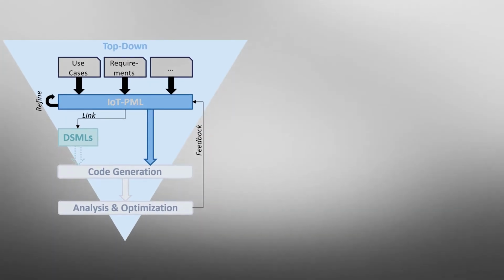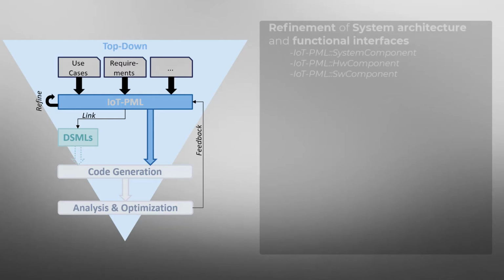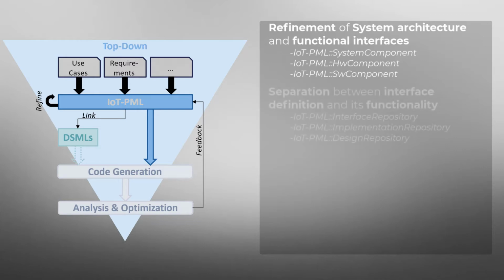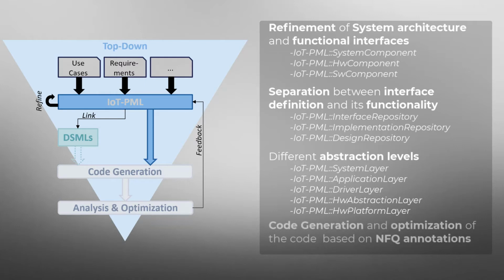When IoT PML is used for top-down design flow, you can refine system architecture and functional interface by using predefined modeling patterns, enabling separation of interface definitions and system functionality visualized in different abstraction levels. Once the required details and non-functional quality annotations are added to model elements, you can generate code and optimize its structure.